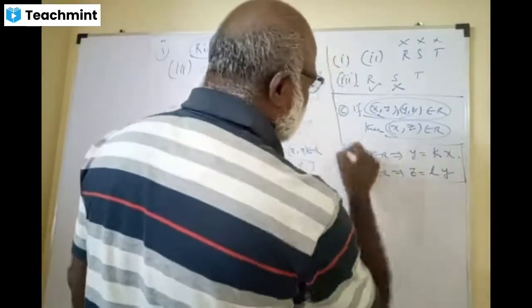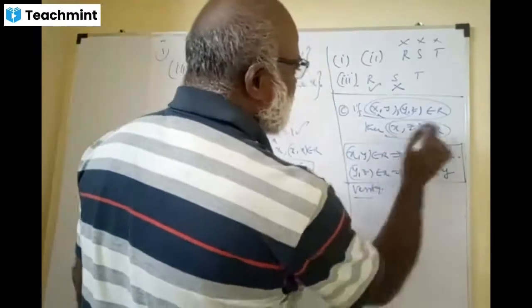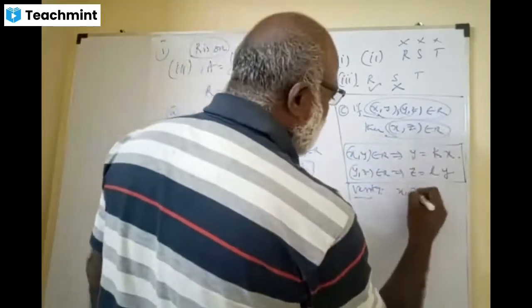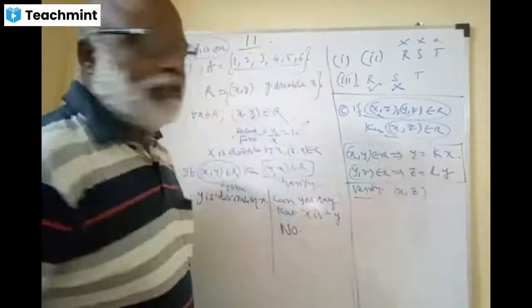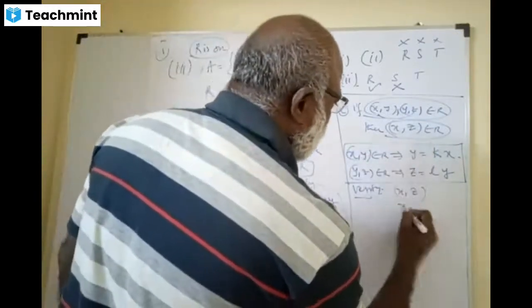This is given to you. Now verify: (x, z) belongs to R. Take x, z first. What is x? X only, you write it.